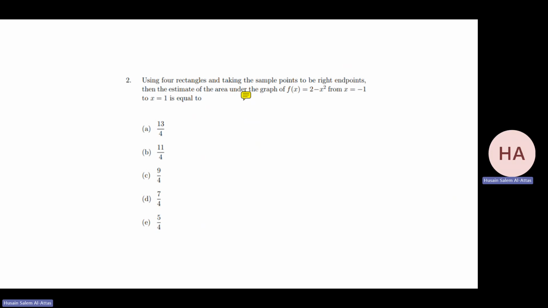Okay. Using 4 rectangles, take the sample points to be right endpoints. I need 4 rectangles, n equals 4. This is a, this is b. Okay, so what will be delta x? B minus a over n will be 1 minus minus 1 over 4. That will be 2 over 4, which is half.